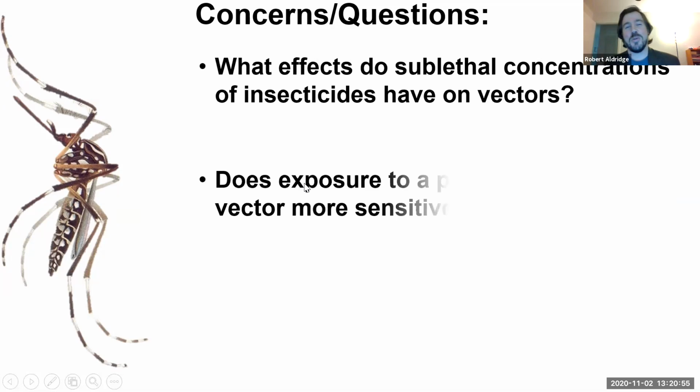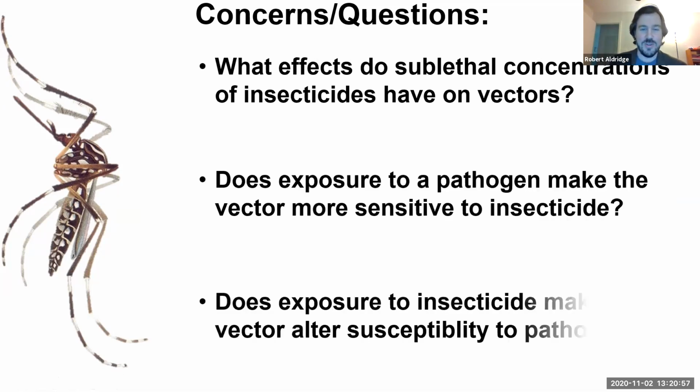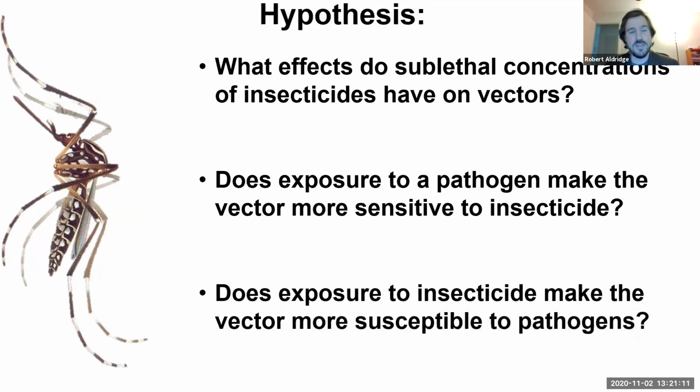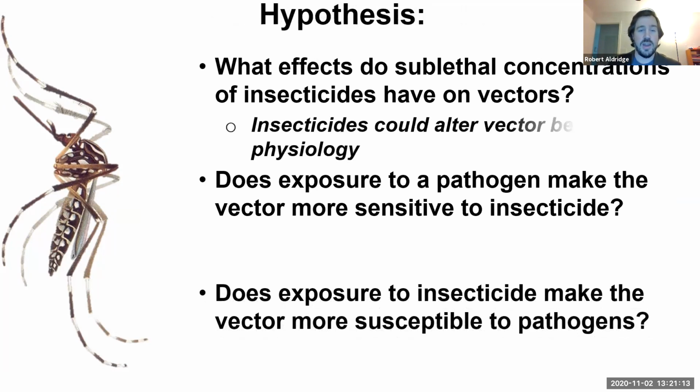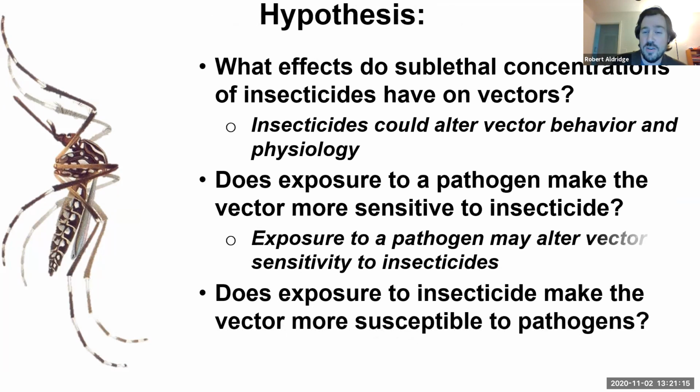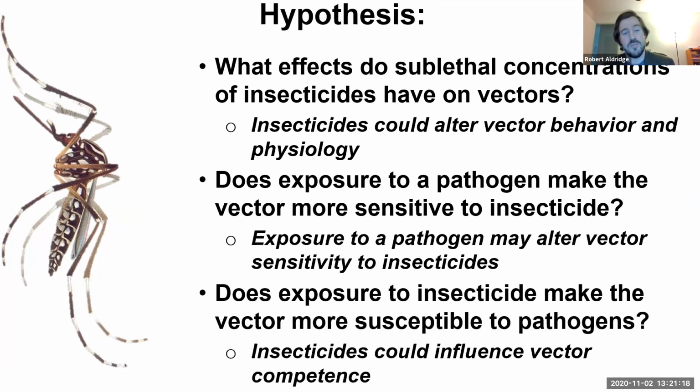What effects do sublethal concentrations of insecticides have on vectors? Does exposure to a pathogen make the vector more sensitive to insecticide? And does exposure to insecticides make the vector alter its susceptibility to pathogens? Our hypotheses are very similar to that. Insecticides could alter vectorial behavior and physiology, or exposure to a pathogen may alter vector sensitivity to insecticides. And finally, insecticides could influence vector competence.